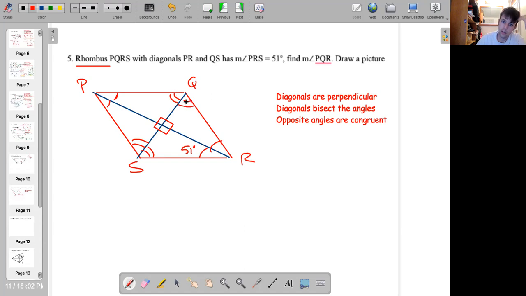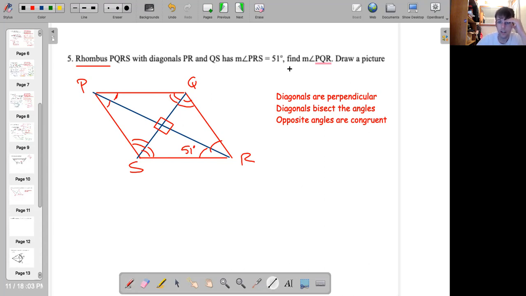So angle Q, the biggest angle here, is bisected. This angle down here is also bisected. And since the opposite ones are equal, the halves are going to be equal as well. All right, so let's go ahead and actually try to answer this question.